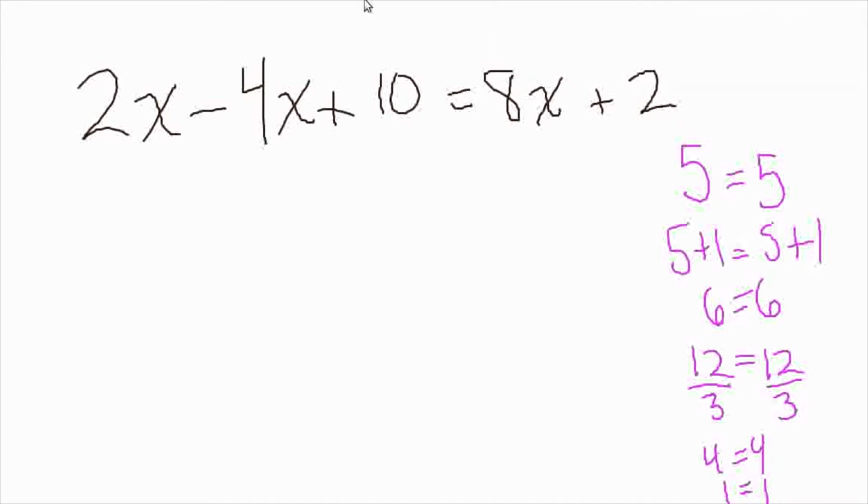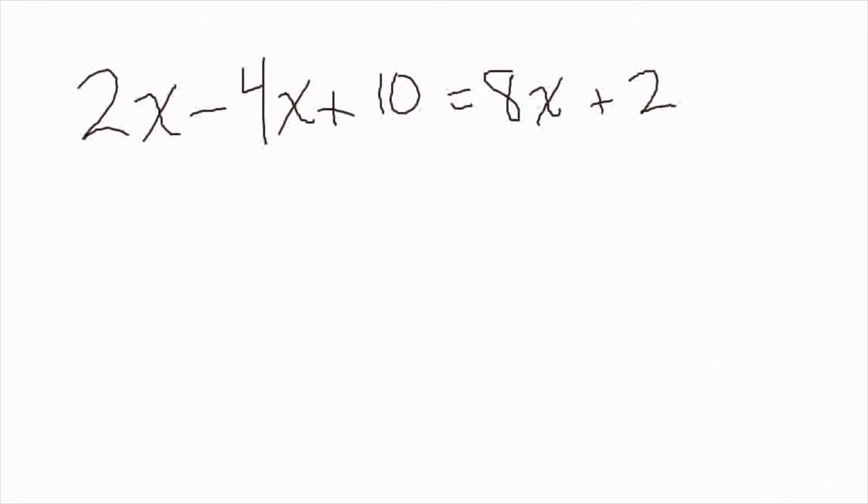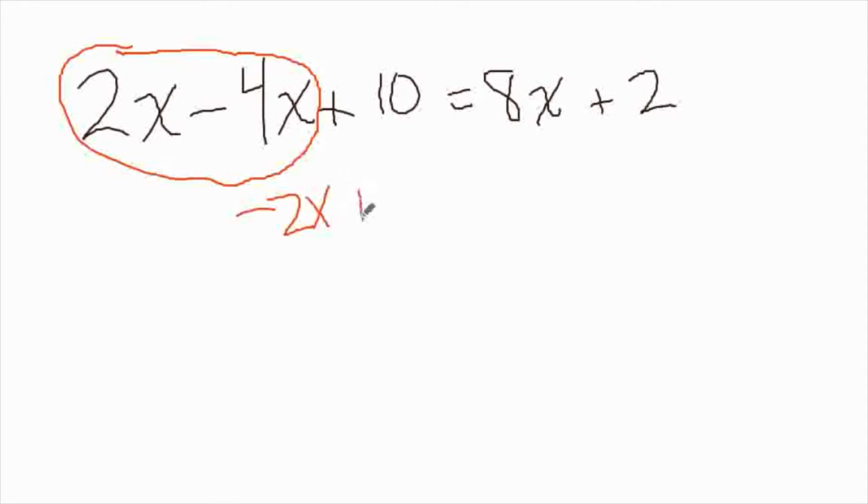Even though I don't know what x is, that's no reason that I can't still do tricks with it. Let me first combine like terms. We know that we can combine like terms, so before I do my new trick, let's just do that. So minus 2x plus 10 equals 8x plus 2. Okay, now here's the new idea.